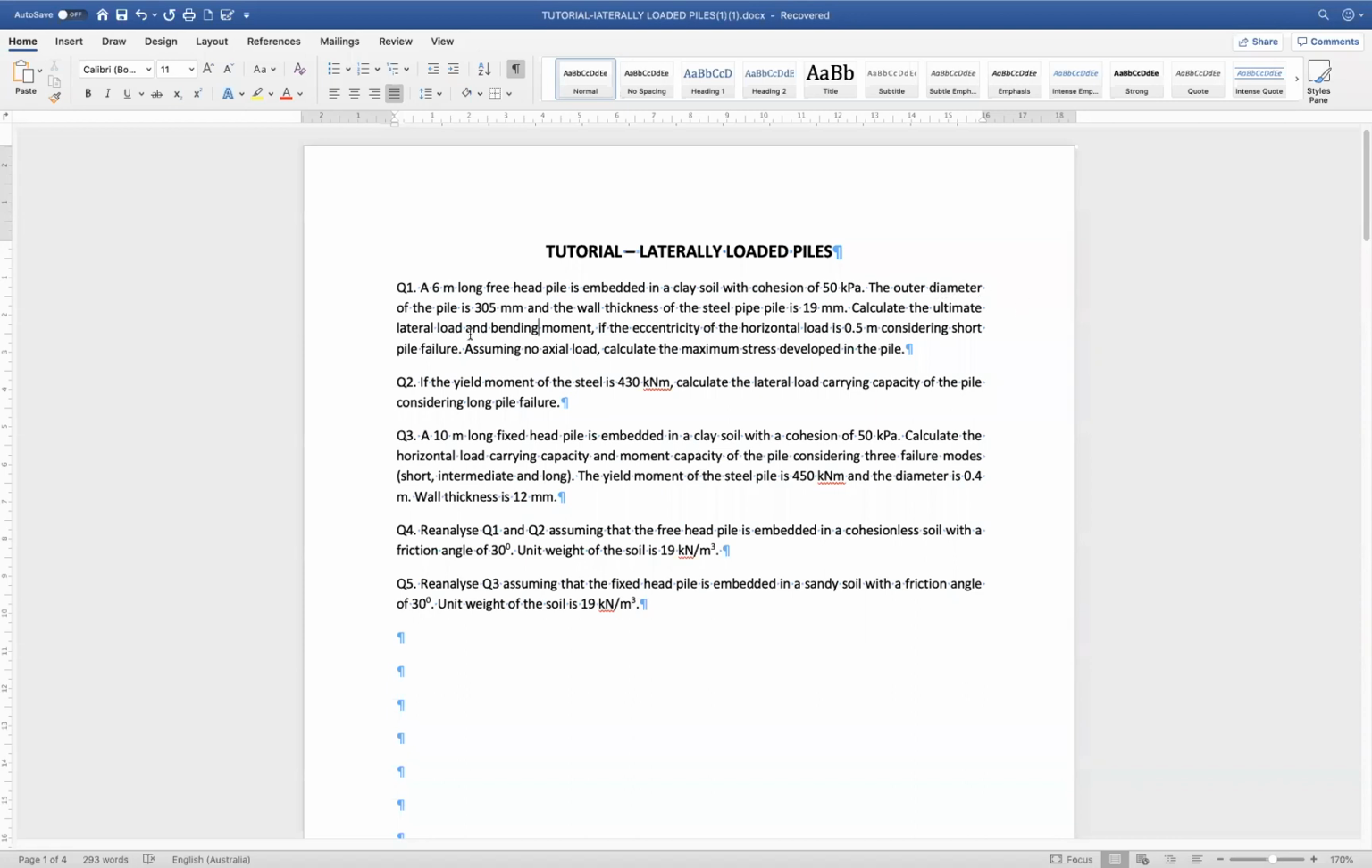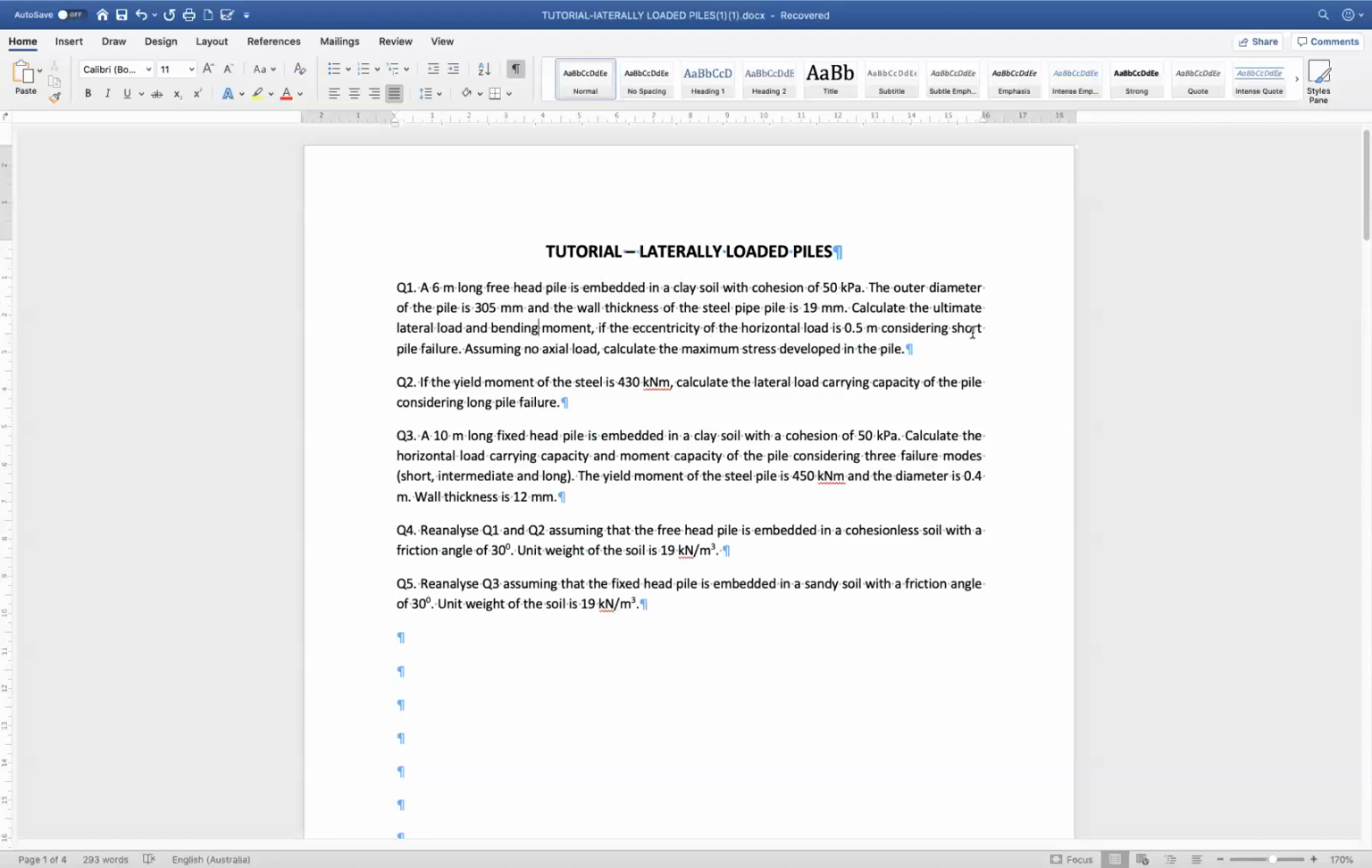The outer diameter of the pile is 305 millimeters, and the wall thickness of the steel pile is 19 millimeters. That will help us find the moment of inertia of the pile. We're going to use it later to find the moment of inertia, I capital. We need to calculate the ultimate lateral load and bending moments, so we need to find H ultimate and M maximum or M ultimate. We need to assume the eccentricity of the horizontal load is 0.5 meter.